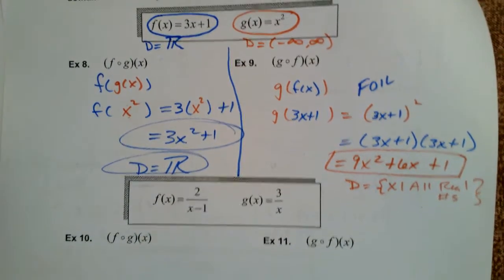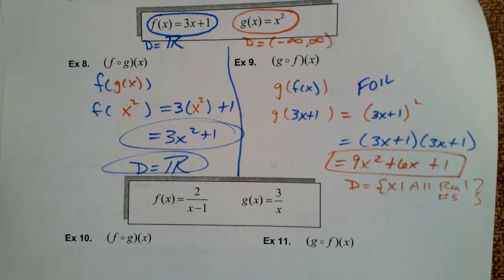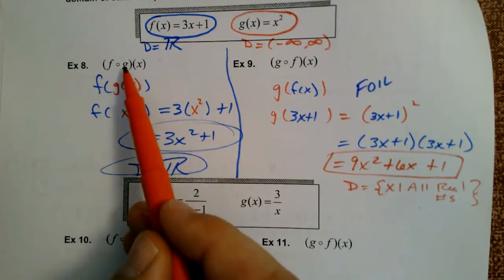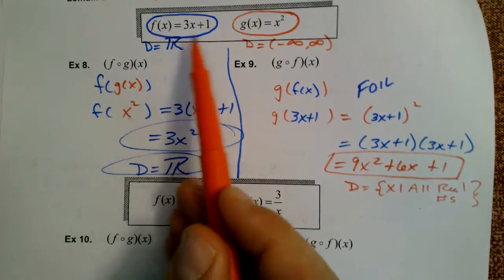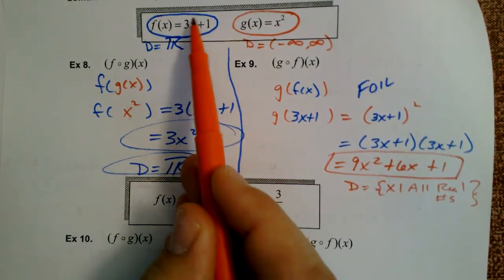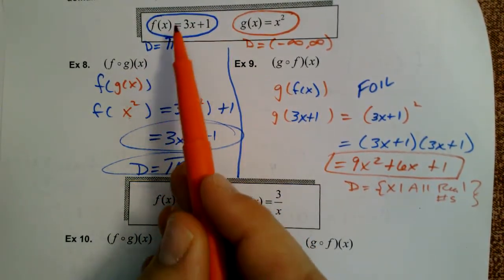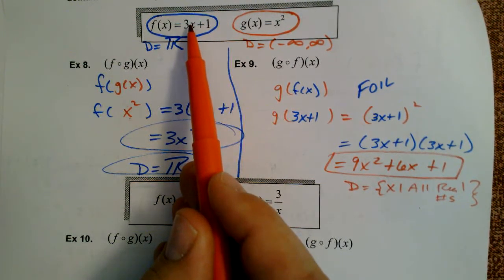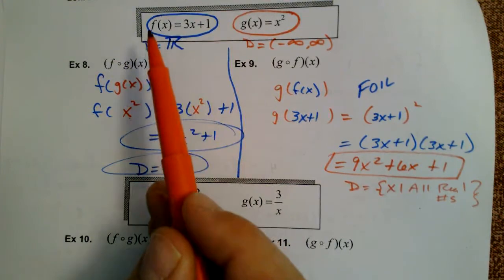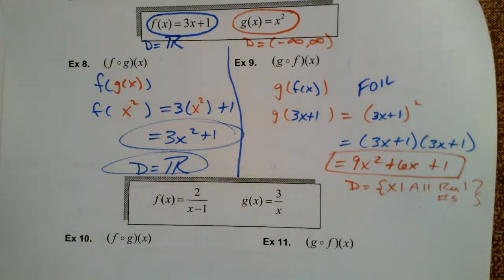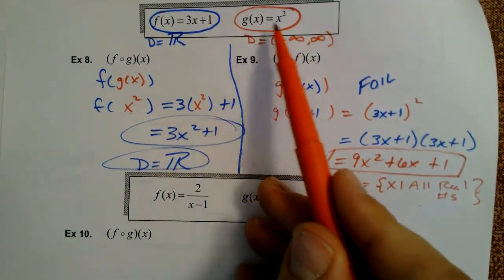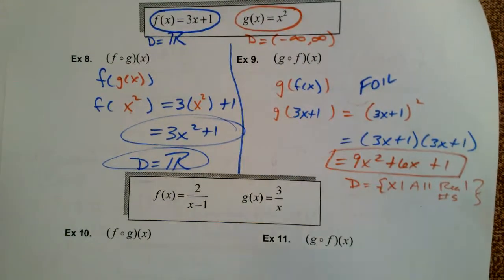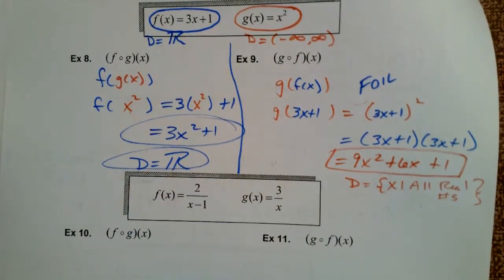All right. Do we have any questions? They might go through and say, hey, what's f of f of x? Well, that's just taking f of x and plugging it inside itself. So you would take 3x plus 1 and plug it in for this x, and then simplify. You would take 3 times 3x plus 1 and add 1. Or you might have g of g of x. You would take x squared and plug it in. x squared squared is x to the 4th, and you'd be done.